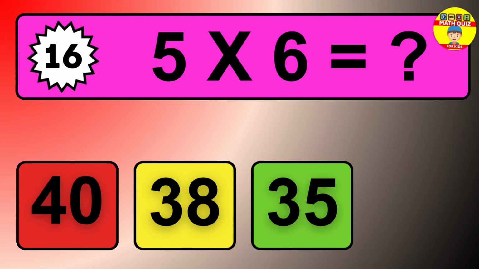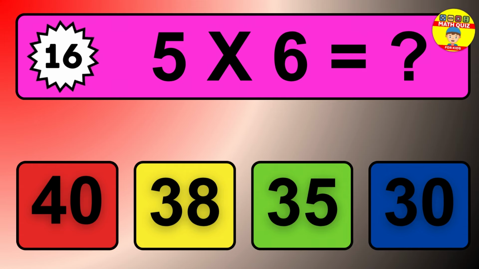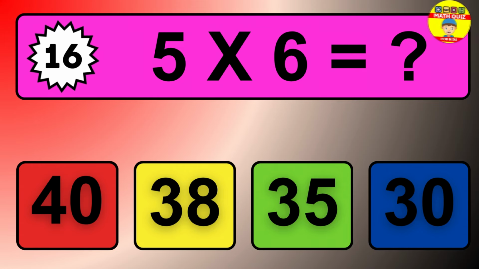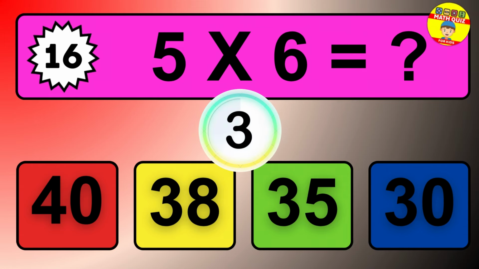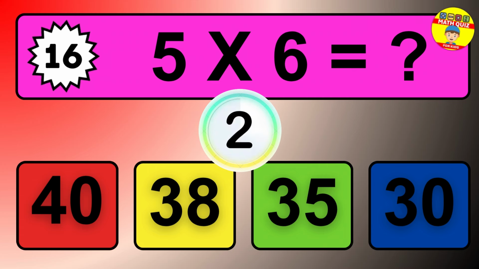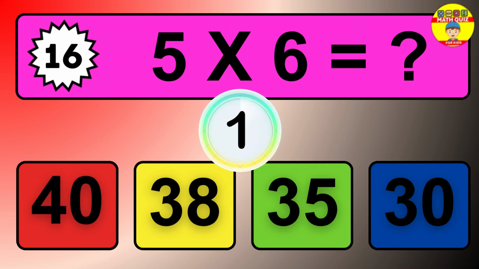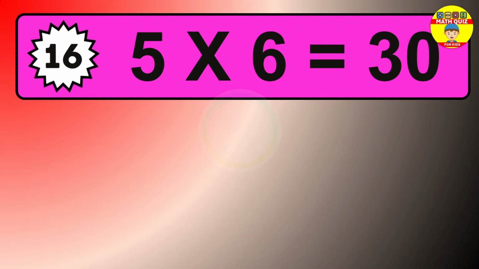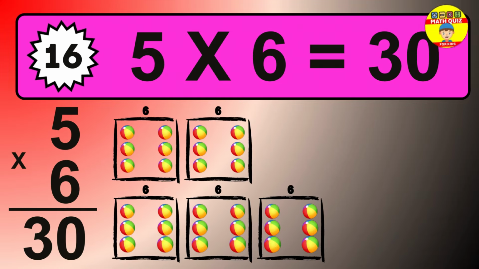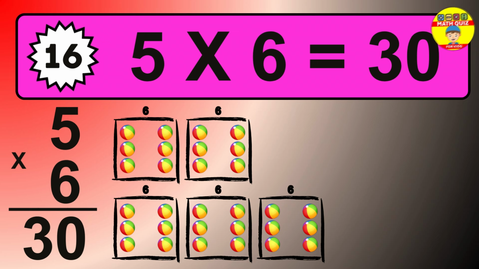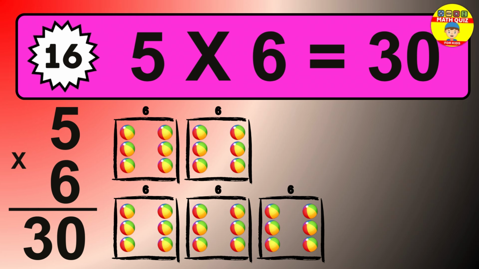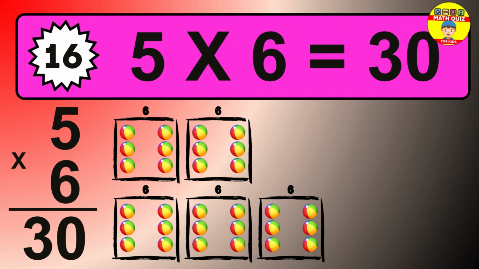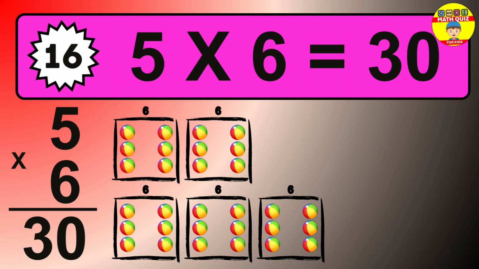Question 16. 5 times 6 equals what? 5 times 6 is 30. To calculate, we have 5 groups, with 6 balls each one. So, how many balls do we have? 30 balls.